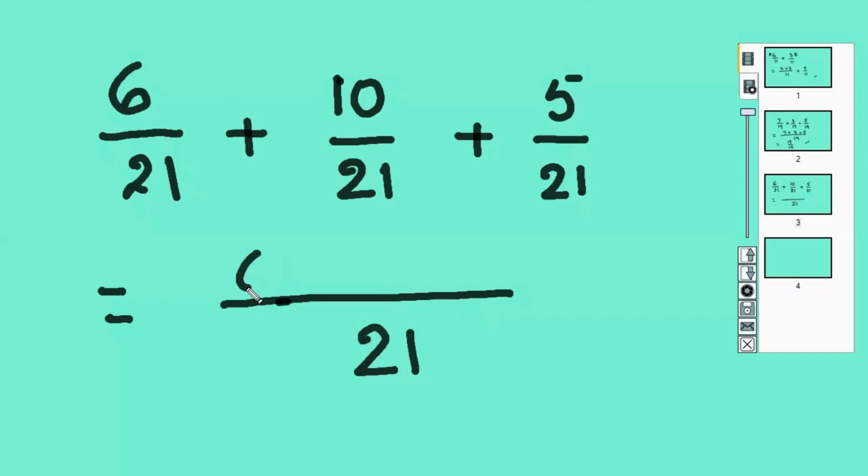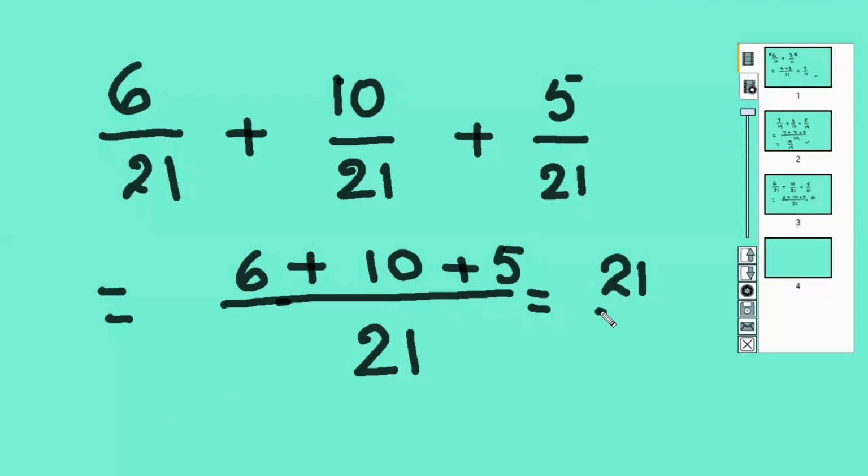And 6 plus 10 plus 5. And then this becomes how much? 21 out of 21. Now remember one thing, if I've divided a particular thing into 21 pieces or parts and I've given all the 21, that means if we reduce it, we get 1. 21 out of 21, we get 1. I hope you understood how to add like fractions.